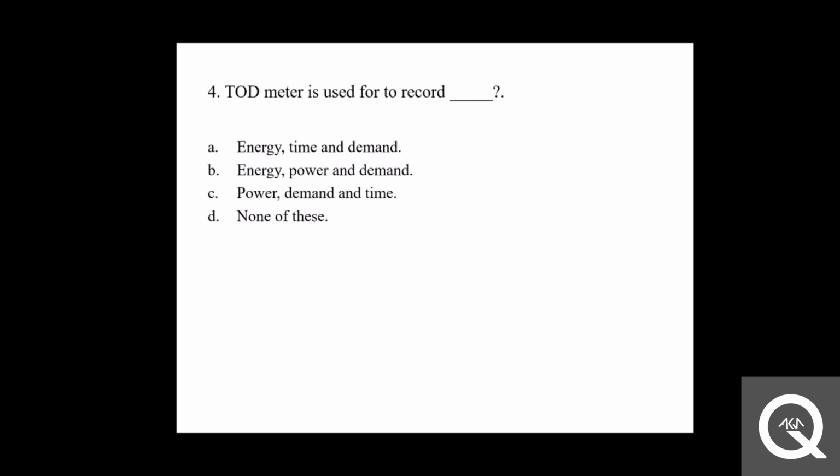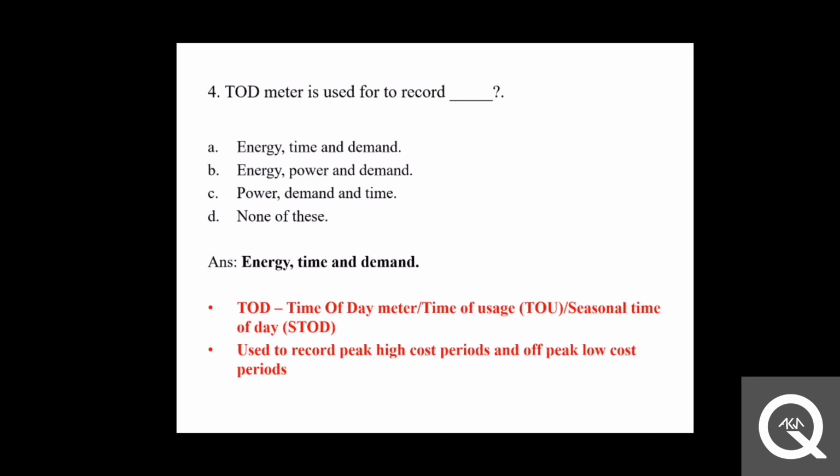Next question. TOD meter is used to record. Options are energy, time and demand; energy, power and demand; power, demand and time; and none of the above. The answer is energy, time and demand. Time of day metering allows electrical rates to be changed during a day to record usage during peak high cost periods and off-peak lower cost periods. TOD meter means time of day meter, which is also called time of usage or seasonal time of day meter.